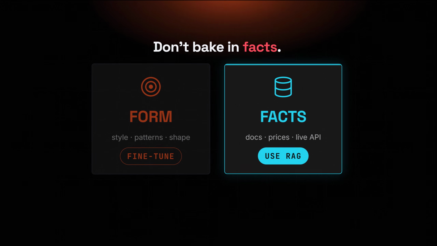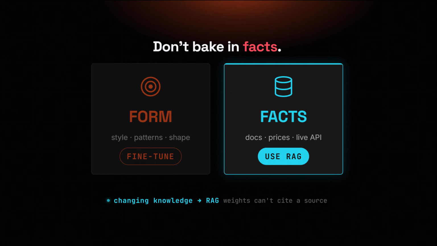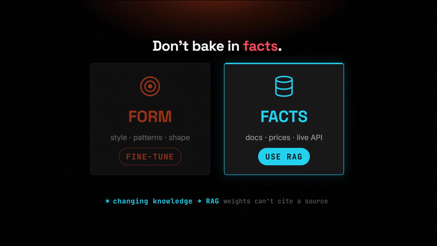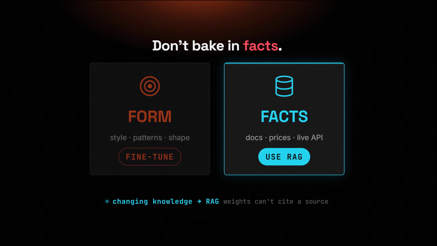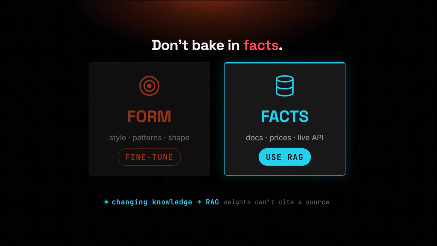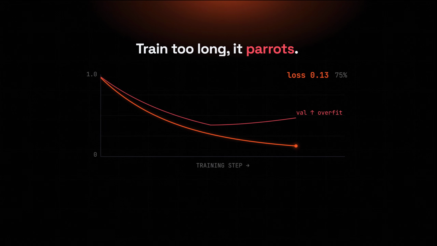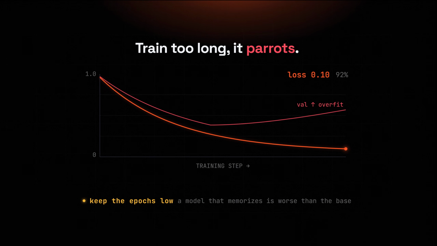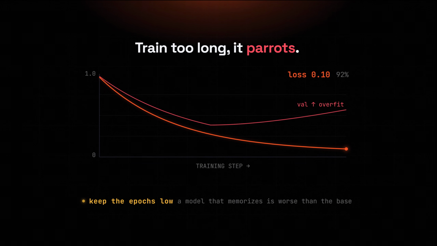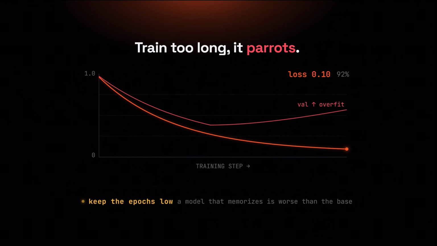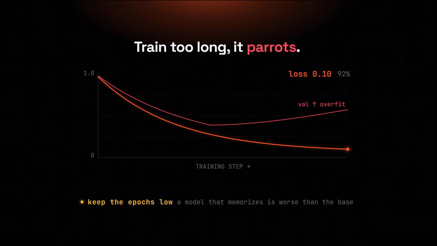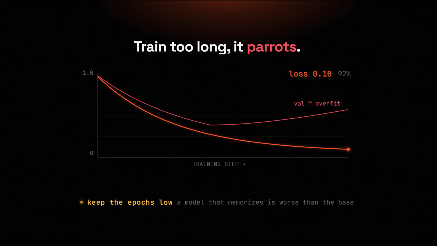Before you run off and fine-tune everything, the catches, because there are real ones. The big one you already heard, form, not facts. Do not fine-tune a model to memorize your API docs. They change, the weights go stale, and you have no way to cite a source. That is RAG territory. The second trap is overfitting, and its ugly cousin, forgetting. Train too long on too little, and the model stops learning your style. It just memorizes your examples word for word, and loses the ability to code anything outside them. Keep the epochs low. A model that parrots your training set is worse than the one you started with.